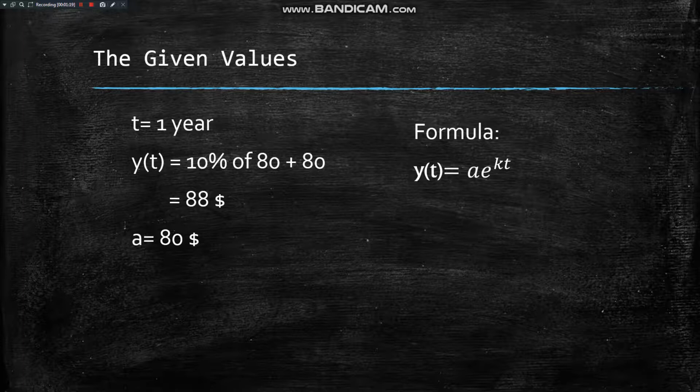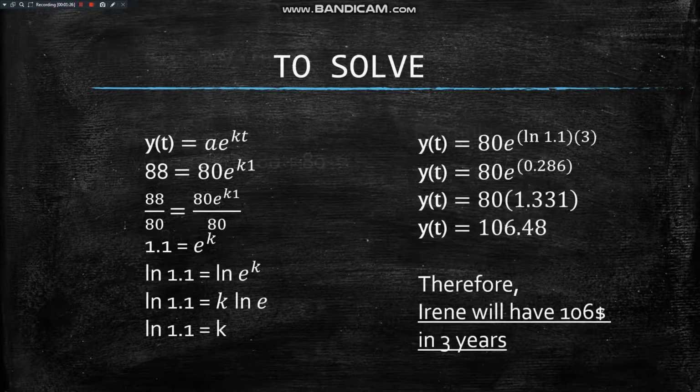y of t is equal to a e to the power of kt. Substitute the given values: 88 is equal to 80 e raised to the power of k. Divide both sides by 80. Then it becomes 1.1 is equal to e raised to the power of k.